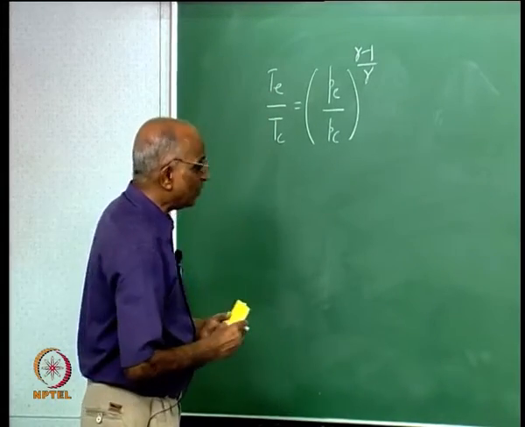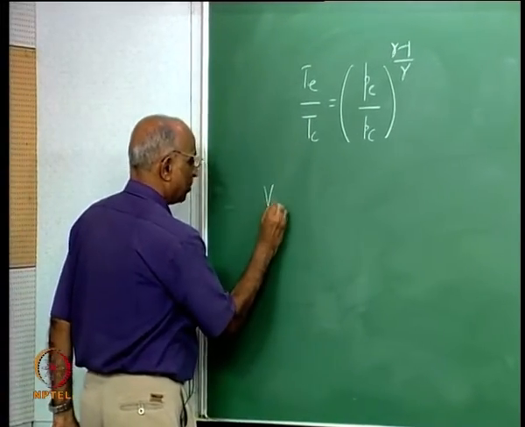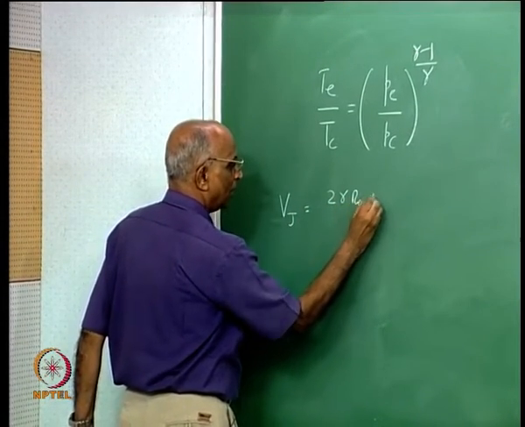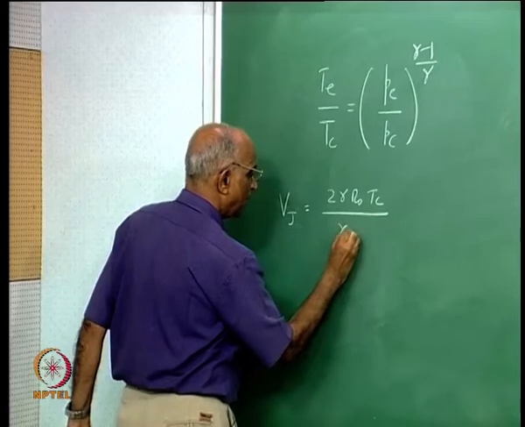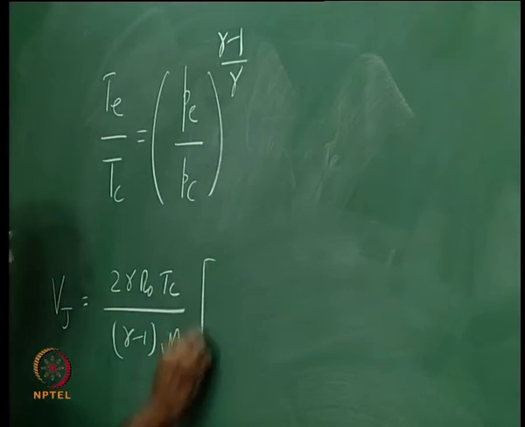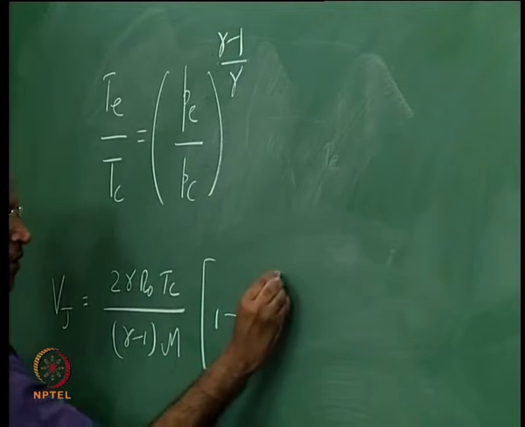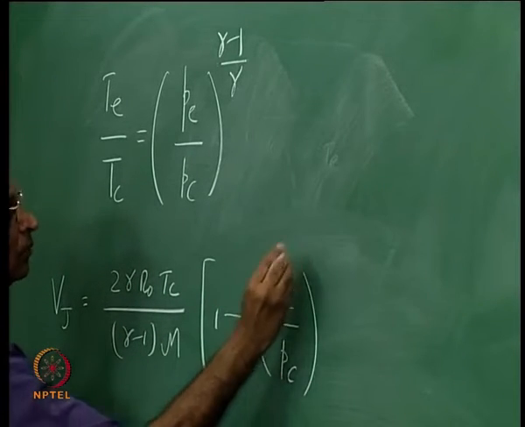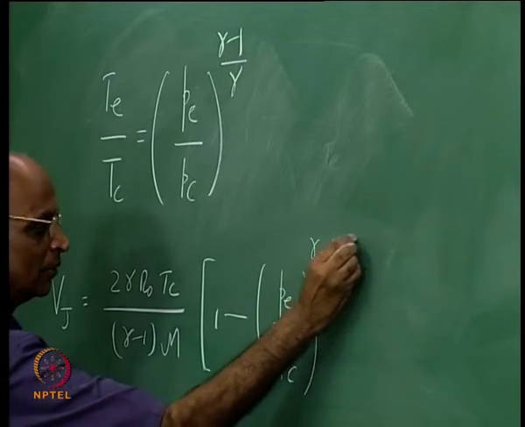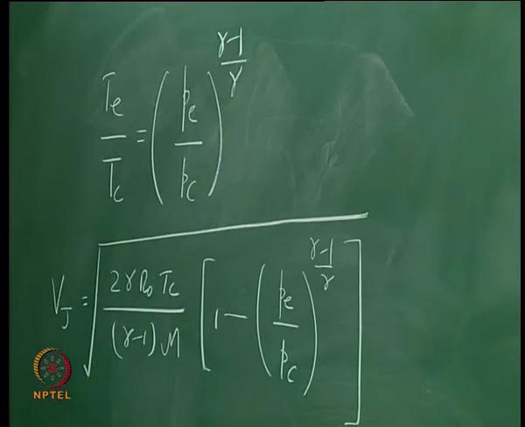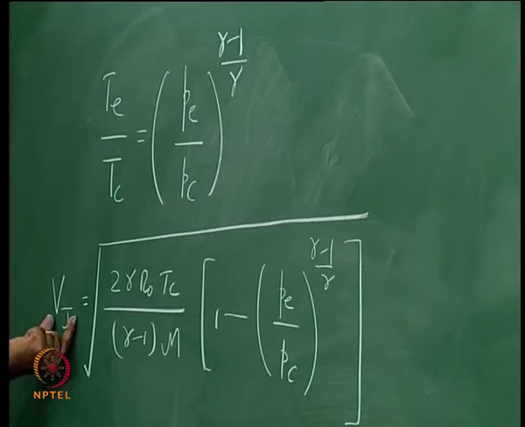Therefore, what happens to my jet velocity? Now I get my expression for the jet velocity square equal to 2 gamma R naught TC divided by gamma minus 1 into the molecular mass of the gas, into 1 minus PE by PC to the power gamma minus 1 by gamma, close bracket, so many meters per second. And this is the expression for the efflux jet velocity.